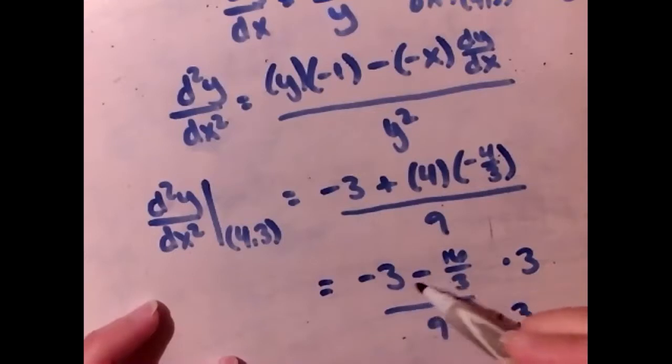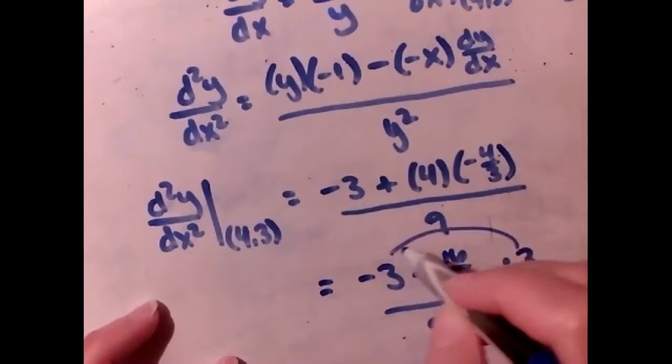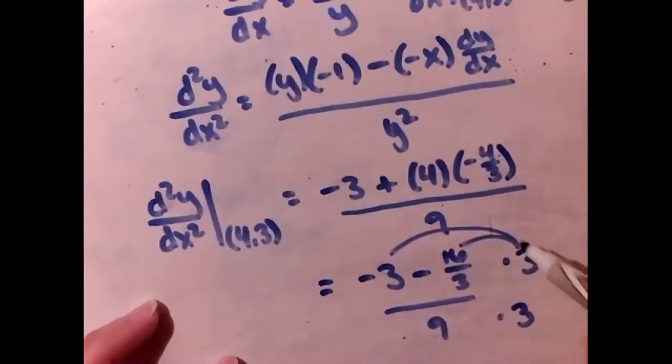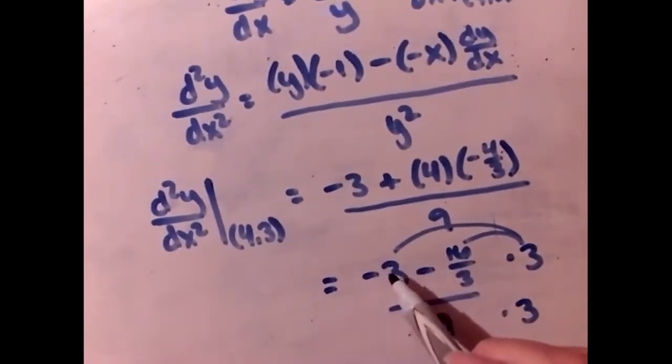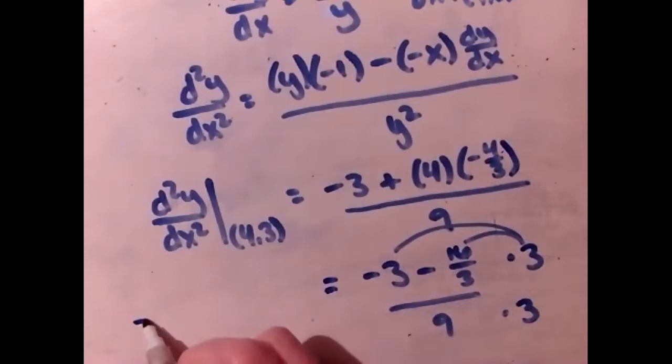You could also get a common denominator here. This is totally up to you how you want to get through this. I'm just going to multiply the numerator and denominator by 3. So then my numerator would be -9.